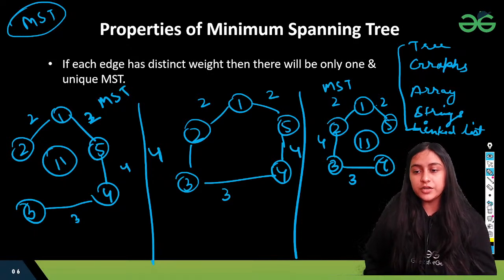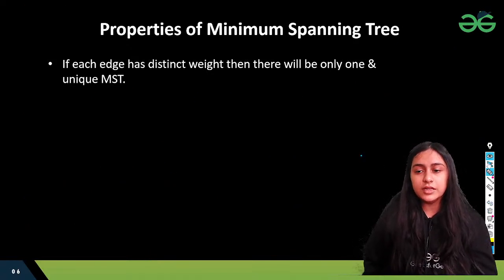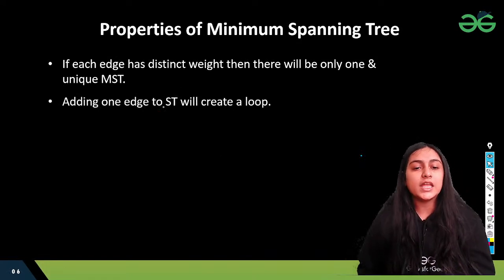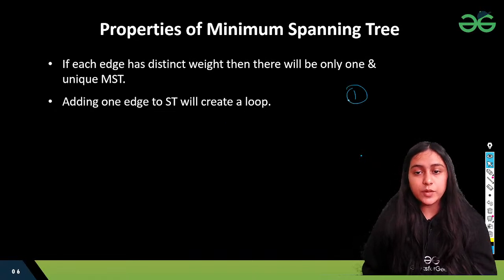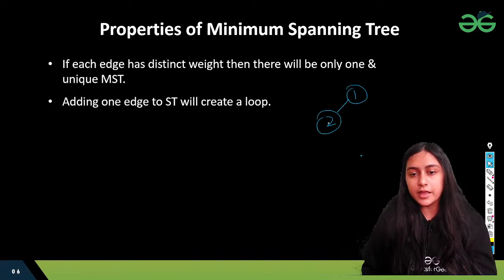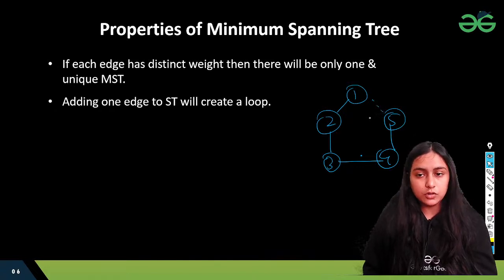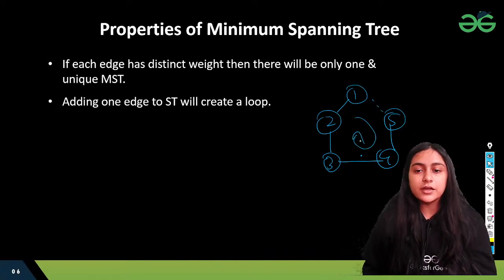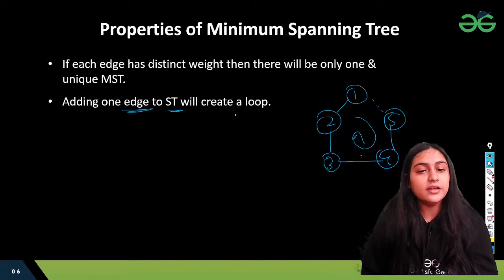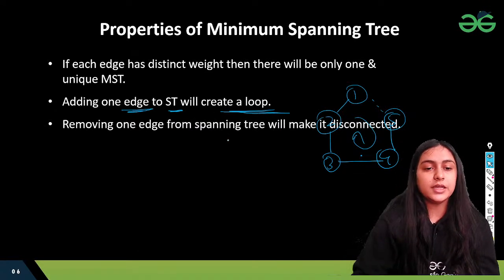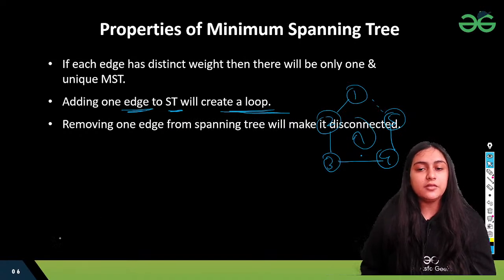Okay, I hope that this point is clear. Now let's see other points. Next point is adding one edge to ST will create a loop. अभी जो मैंने आपको मिनिमम स्पैनिंग ट्री बना के दिखाया, अगर मैं इसमें एक एज और ऐड कर दूं, तो क्या ये लूप क्रिएट नहीं हो जाएगा? सो ये वही है कि अगर आपने स्पैनिंग ट्रीज में एक एज ऐड कर दी तो 100% उसमें लूप क्रिएट हो ही जाएगा. ओके, द नेक्स्ट पॉइंट इज रिमूविंग वन एज फ्रॉम स्पैनिंग ट्री विल मेक इट डिस्कनेक्टेड.